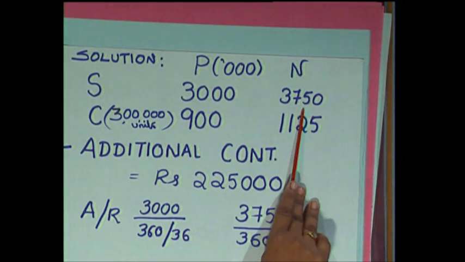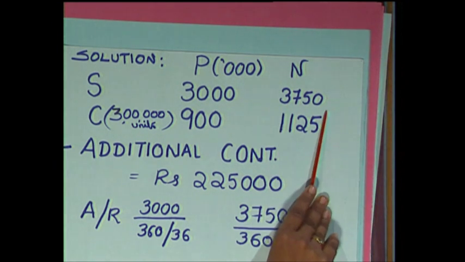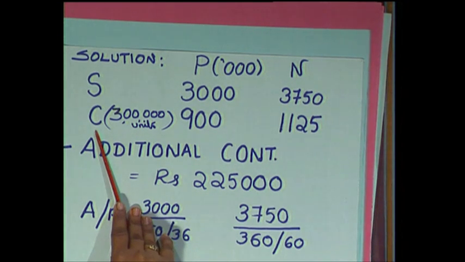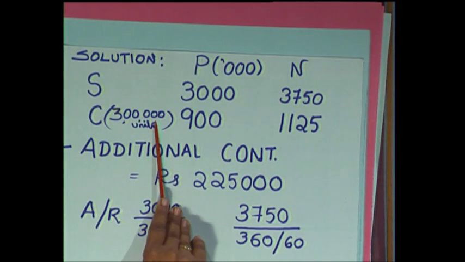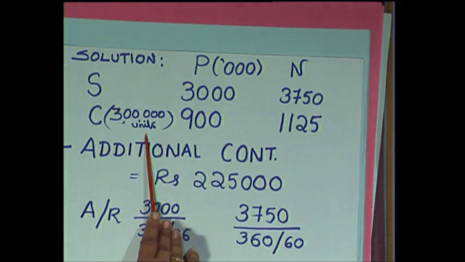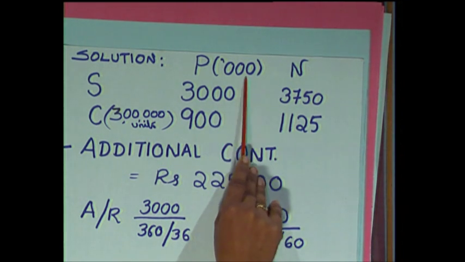Earlier sales were 3000 followed by 3 zeros. In the new policy, because of increase by 25%, sales are 3750. Now coming to the contribution. Contribution is 3 rupees per unit. Earlier sales were 3 lakh units. 3 lakh units into 3 rupees, you will get 900 followed by 3 zeros.